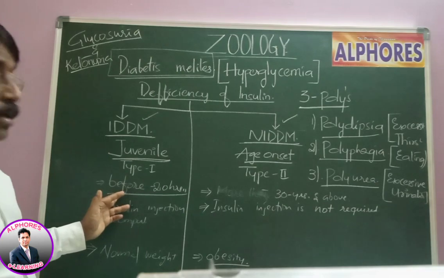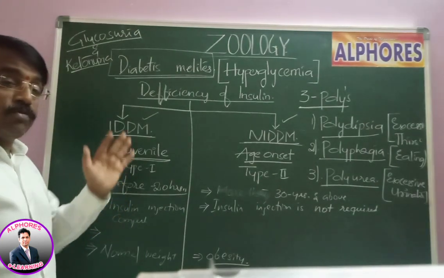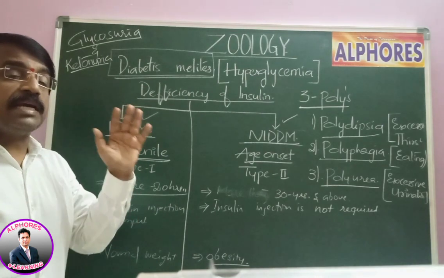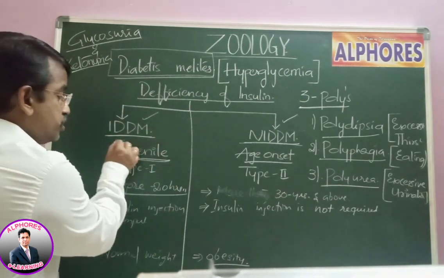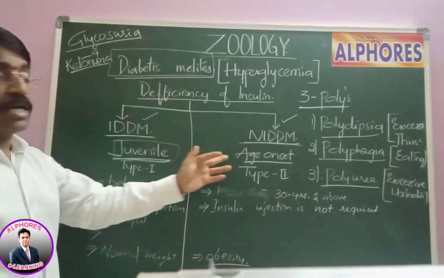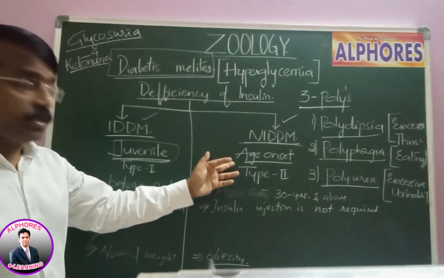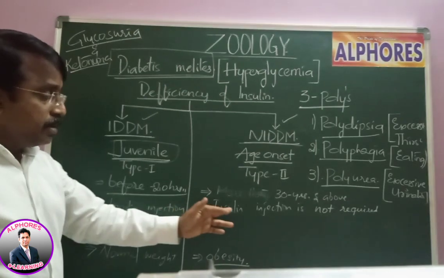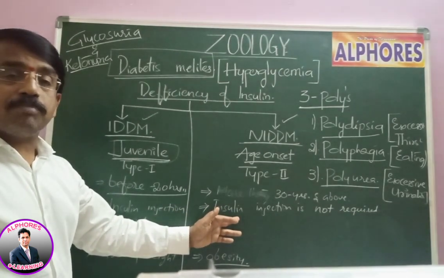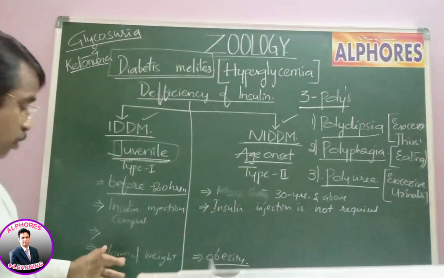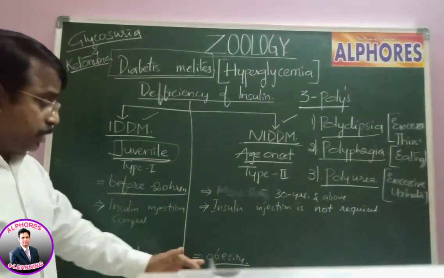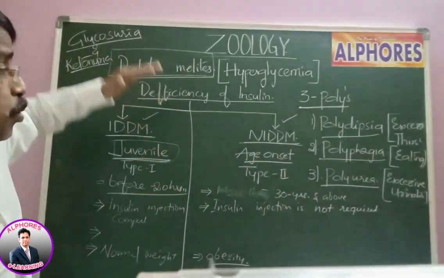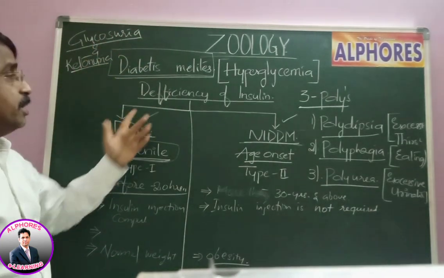This takes place in individuals from 0 to 20 years of age. That is, it attacks at an early age, so it is juvenile, whereas this is in aged individuals. Next, insulin injection is compulsory here. Insulin injection is not compulsory here. And these are with normal weight, whereas these are with obesity. This is what we discussed in the case of hyperglycemia, diabetes mellitus.